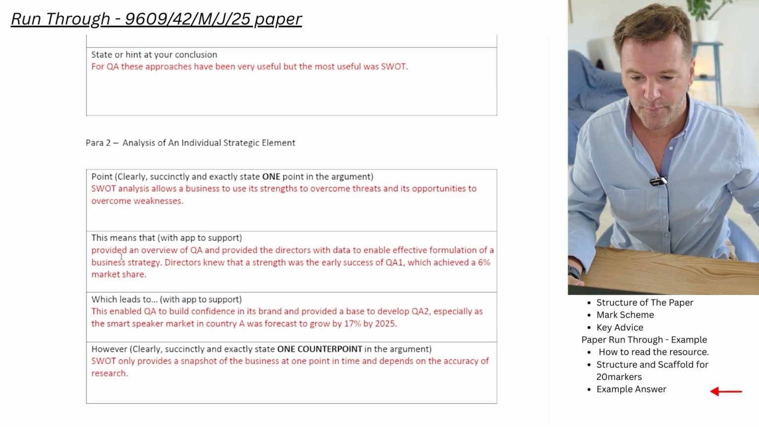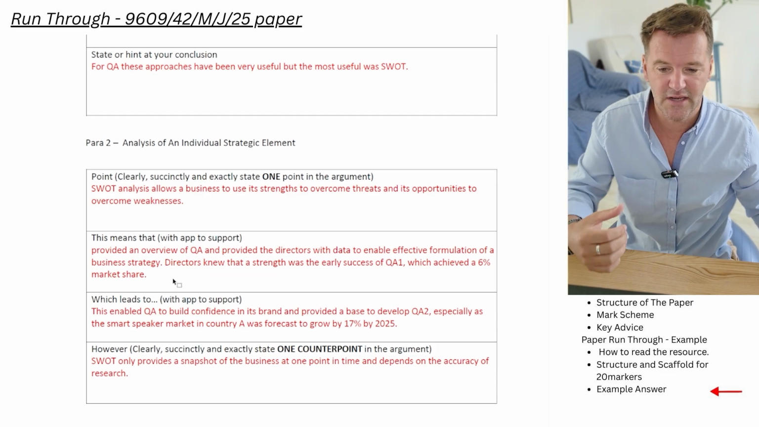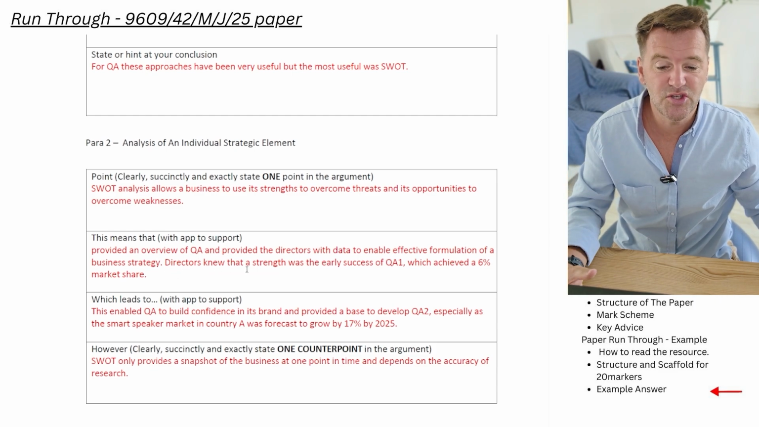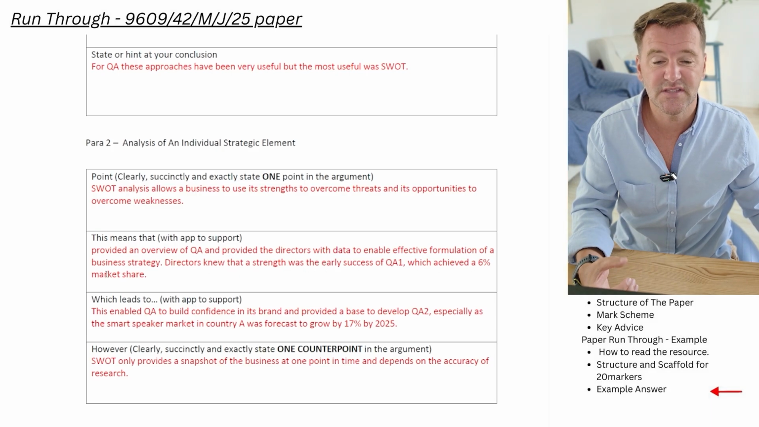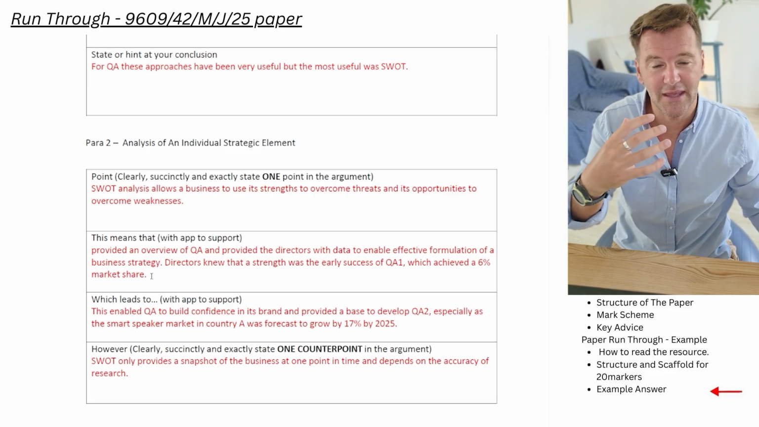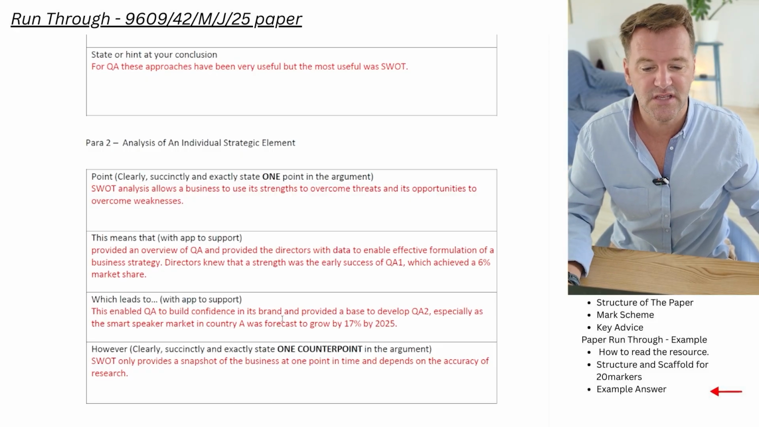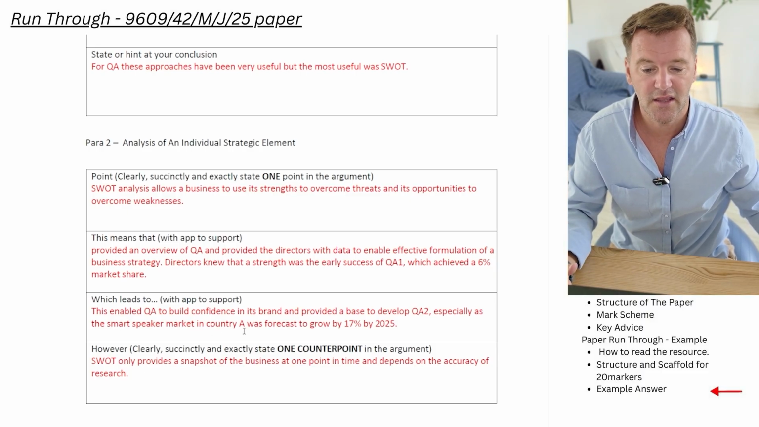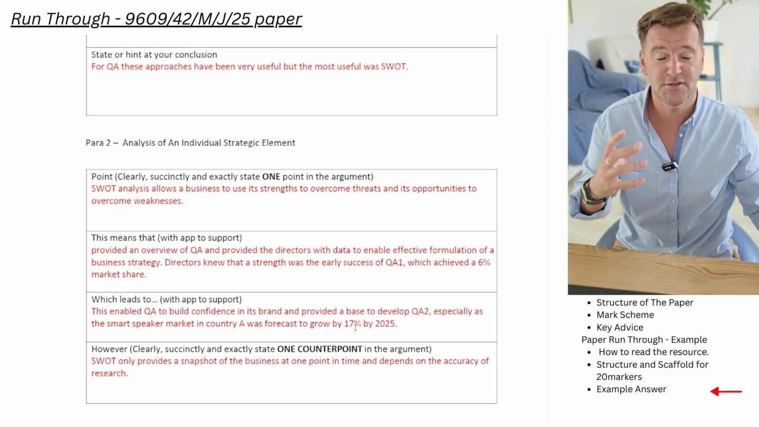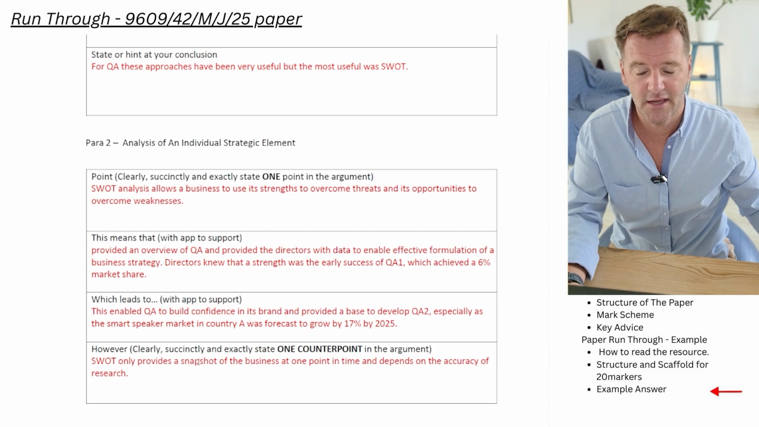This means that it provided an overview for QA and provided directors with data to enable effective formulation of the business strategy. Chain of analysis, what this means, what did they actually do? Directors knew that the strength was the early success of QA1, which achieved 6% of market share. Application, AO2, going into my analysis, getting analysis because it's chain of analysis, which leads that this enabled QA to build confidence in its brand and provide a base to develop QA2, a bit more application, especially the smart meter market in country A that was forecasted to grow by 17% in 2025. Application and analysis.